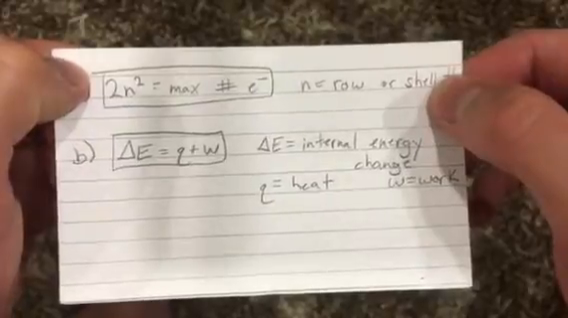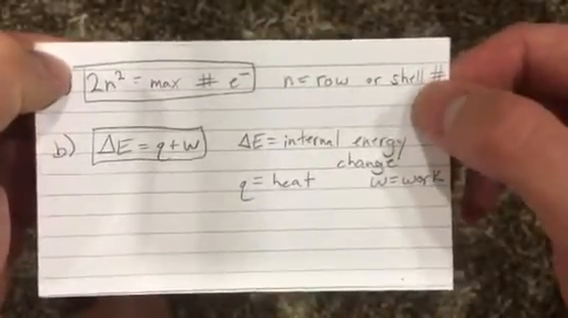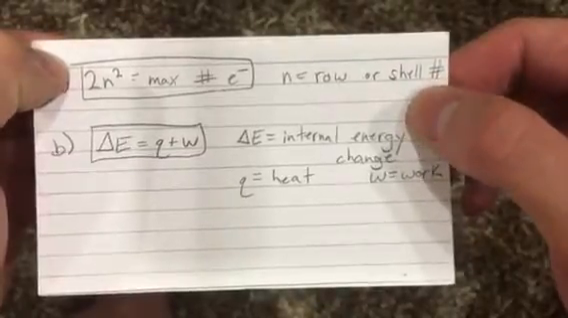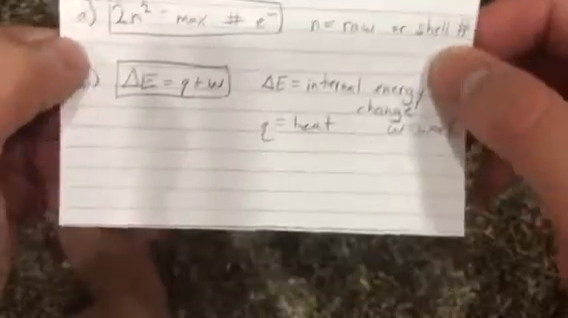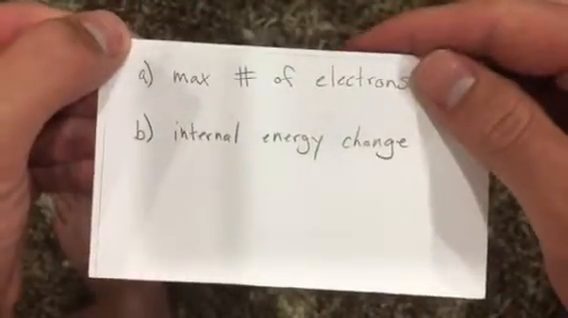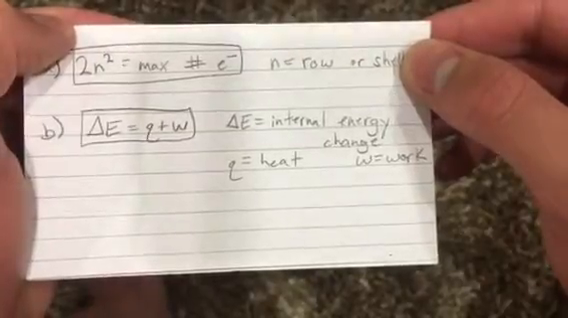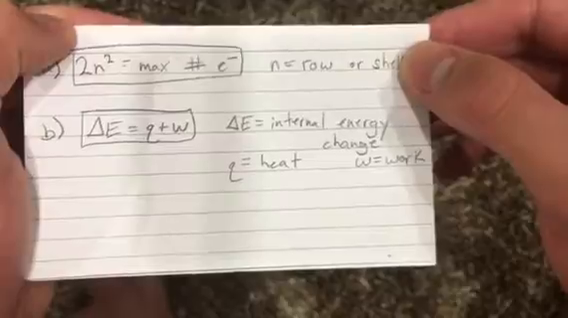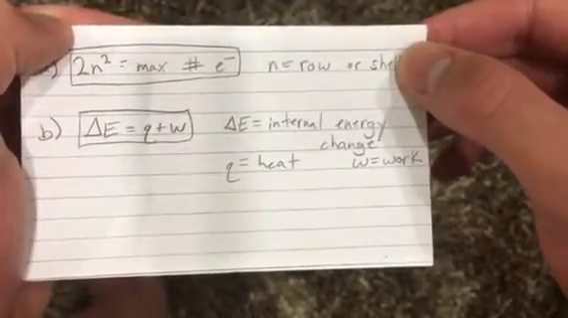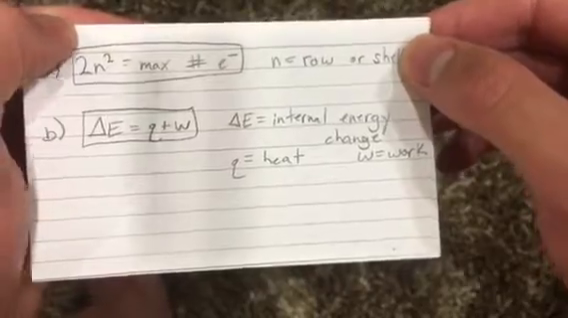Maximum number of electrons: the maximum number of electrons is 2n squared, where n is the shell number. Okay, next equation here, internal energy change. The internal energy change is ΔE = Q + W. Internal energy change is equal to heat plus your work.